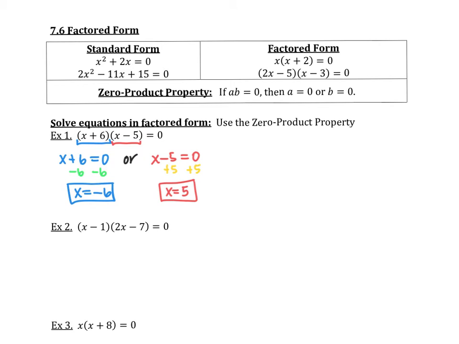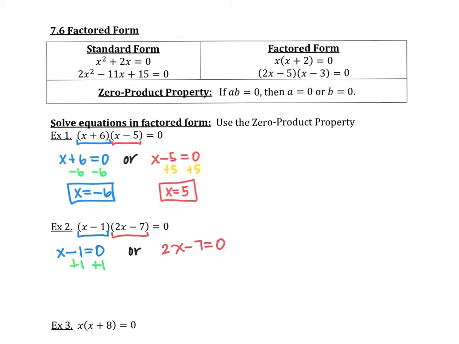Okay, let's look at example 2. First, I need to check that it's in factored form. It says (x minus 1) times (2x minus 7) equals 0. Okay, because it's factored and because it equals 0, I can use the zero product property. And just like before, it must be true that either this factor is equal to 0 or the other factor must equal 0. And then I'm going to go ahead and solve it both ways so I can see my possible answers.